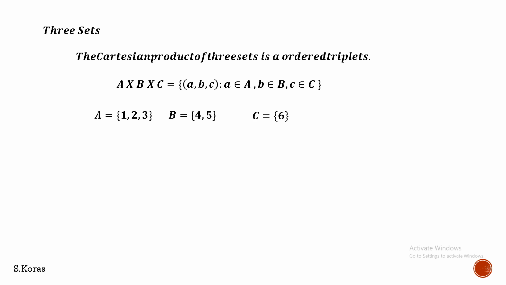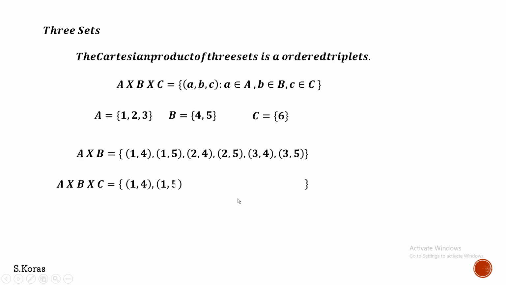First let us find A cross B. A cross B is very simple, you know well, that is 1 with 4, 1 with 5, similarly 2 with 4 and 5, and then 3 with 4 and 5. Our result is like this. With this A cross B, we have to find cross C. So if we try to find A cross B cross C, then A cross B is as it is. With this we are going to cross C element, that is 6.